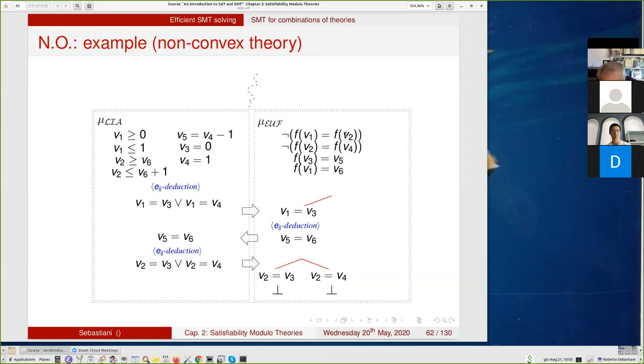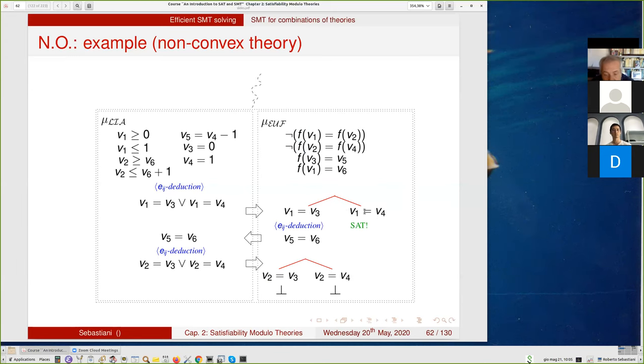The second constraint of UF: Wu 2 equals Wu 4. Obviously, we fail on this, so we can conclude that this branch is false. Then we have to look at this other branch here. But if we set instead the 1 equals Wu 4, we have no constraint here, so we can conclude this is satisfiable.